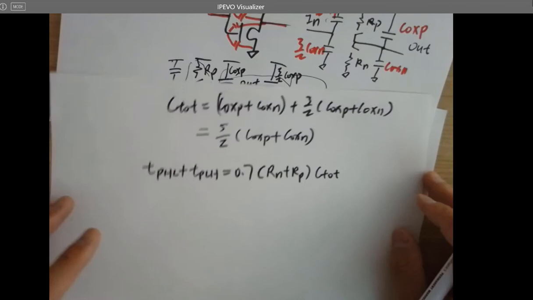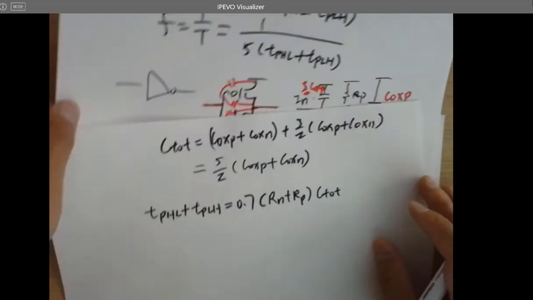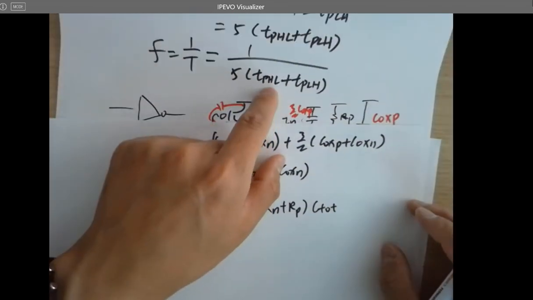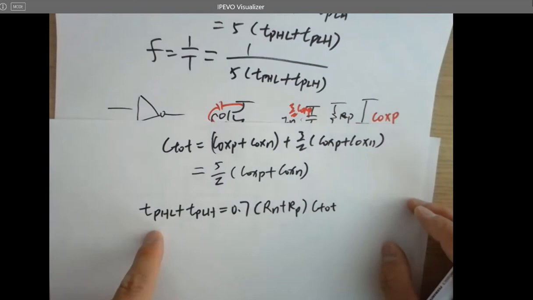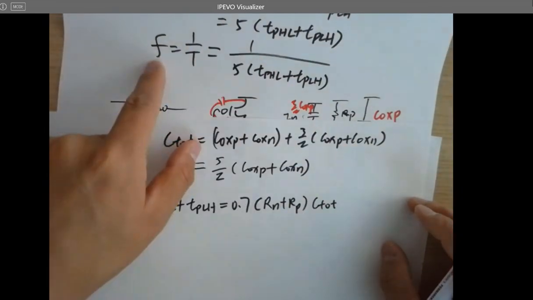Right? So that's how I calculate the variables in here for the frequency. So if you know this, definitely you can plug into here and find out the frequency of the ring oscillator.